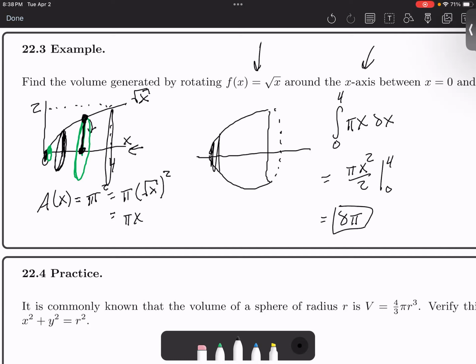So the volume generated by spinning the square root function around a circle, or in a circle around the x-axis, is 8 pi.